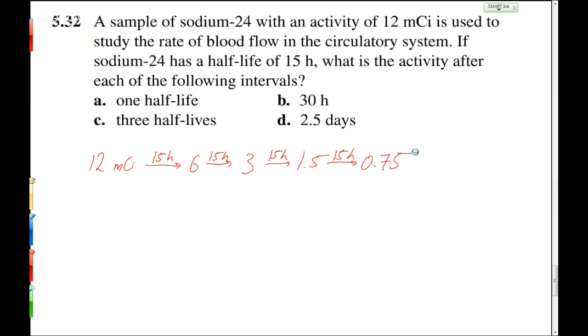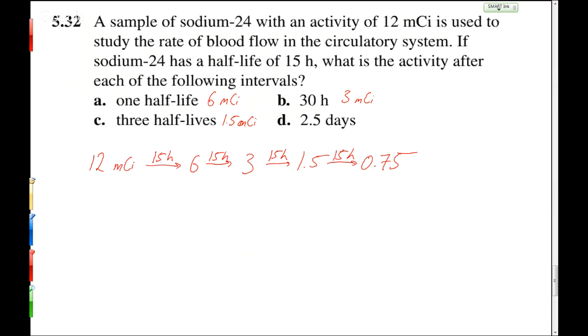So after 1 half-life, means you cut it in half once, you got 6. 30 hours, we can look at our chart and say, oh, 30 is 15 plus 15. So that's 2 half-lives. So that is 3, right? 3 millicuries? All right, let's write these down. So after 1 half-life, you've got 6. 2, you've got 3. 3, you've got 1.5.